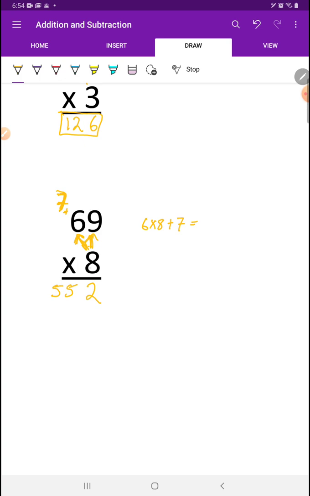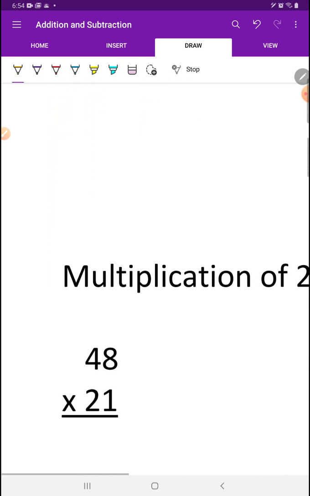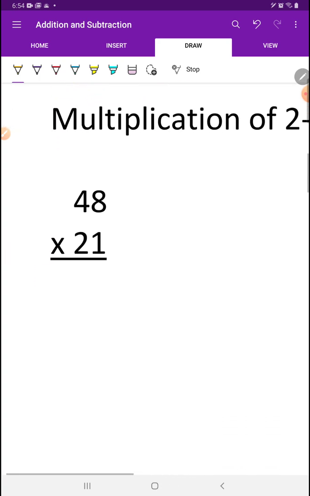You just do the number in the ones place times the number in the ones above and the number in the tens above. Now, once you get to multiplication of 2-digit numbers, you have to do this twice, okay? So the first thing is we do the number in the ones place times both of the numbers in the top, both of them, all right?